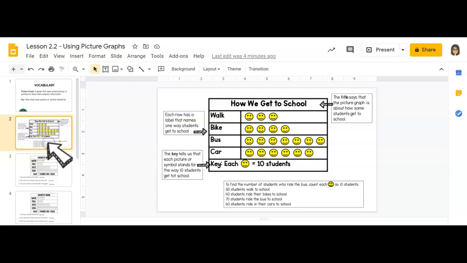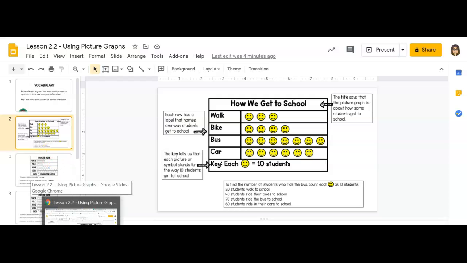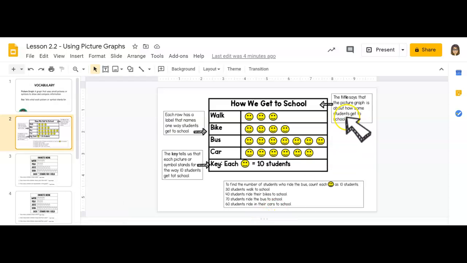Now let's look at a picture graph and talk about all of the different parts. The first thing that we're going to talk about is the title of the picture graph. It's going to be at the top almost all the time, and a title says what the picture graph is about, and this one specifically is about how students get to school. So we have a title.